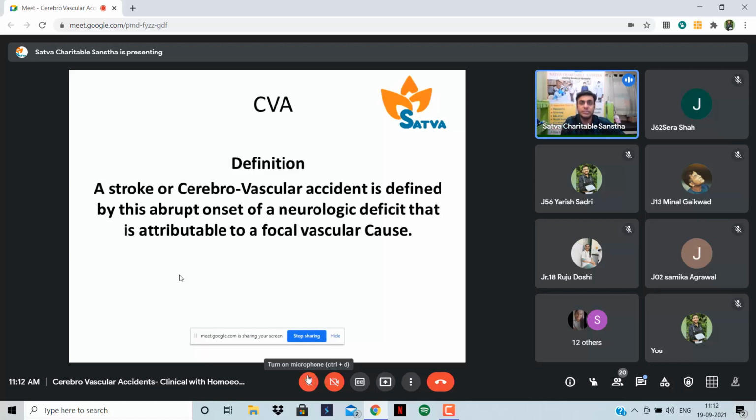The word deficit means there is a lack of functioning of that particular part which has been damaged and which has been represented functionally on our body. For example, the area in the brain that is controlling my right arm, if that is damaged, there will be a neurological deficit of the right arm.